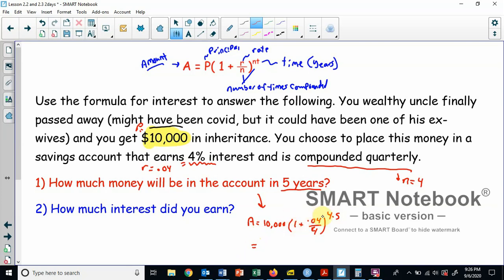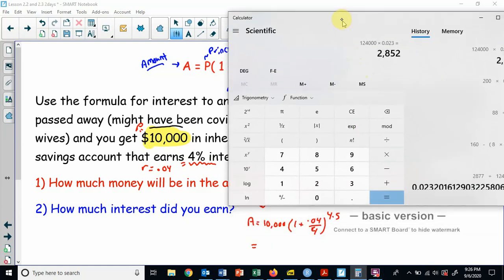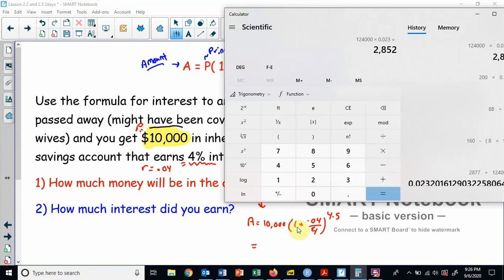I would do this chunk first in the parentheses. So we could do that in a calculator. Let me move this out of the way so you could see. So I might do the part in the calculator that is just, let's clear everything out. 1 plus, I'll use parentheses around the fraction, 0.04 divided by 4. And this might be a big, oh, it's just 1.01. That's not too nasty.